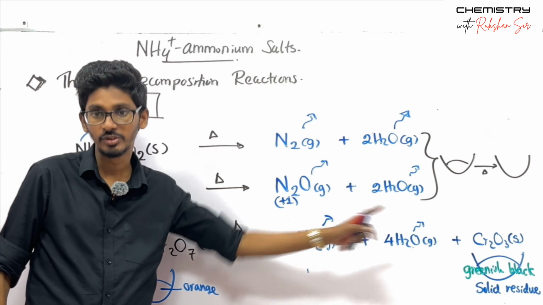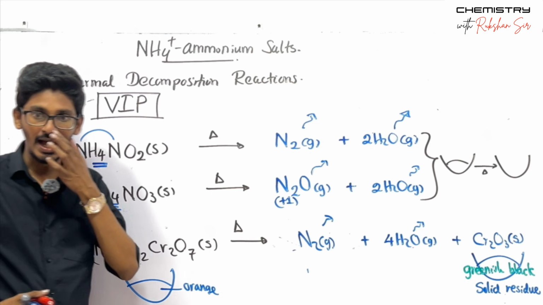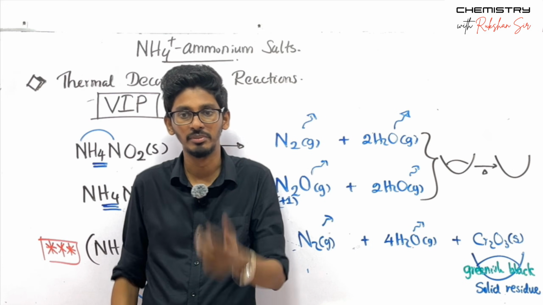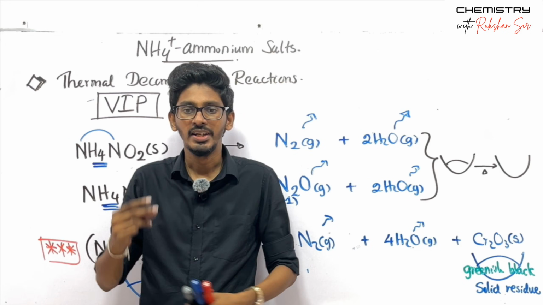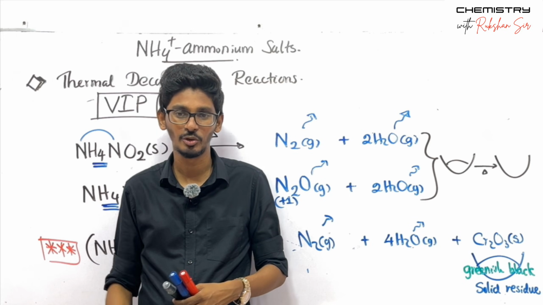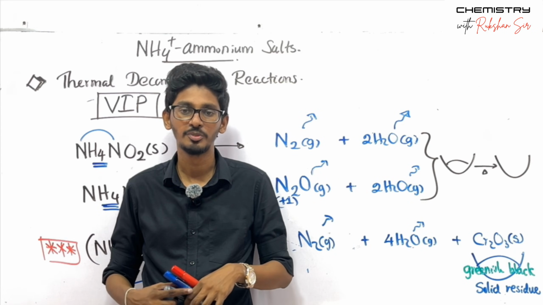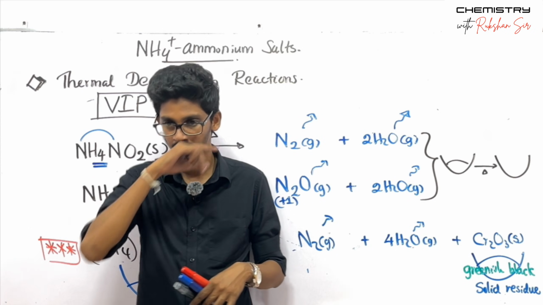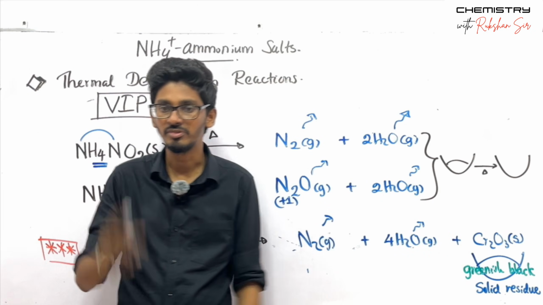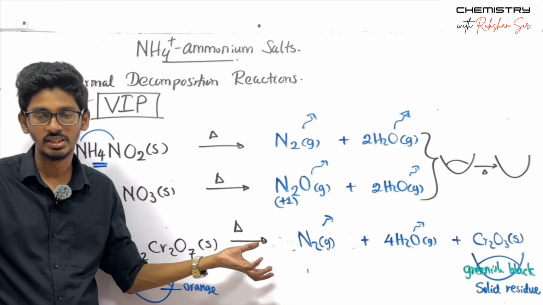This is the only instance you get a solid residue. What happens here is you had an orange color solid, and at once it turns greenish black. That is a very specific characteristic observation coming up with our ammonium salt. So that is the only instance you can come up with a solid residue. That is very, very important, VVIP. That is the reaction most frequently asked in questions.